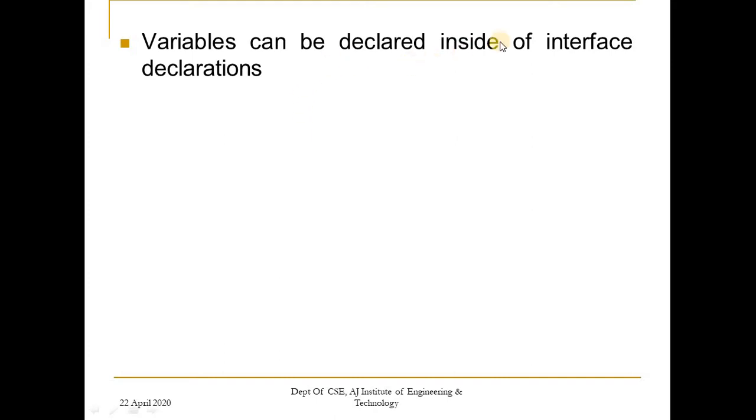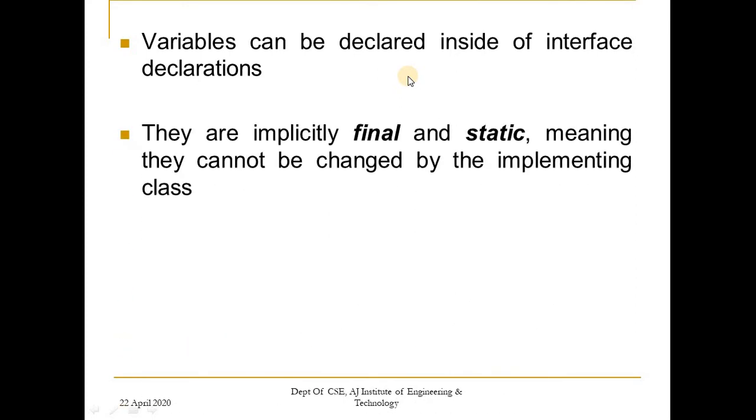Variables can be declared inside of an interface declaration. As we have seen, we also have variables within an interface, right? These are implicitly final and static, meaning they cannot be changed by the implementing class. As I already told you, the variables are final and static because the value of the variable cannot be changed by the implementing classes. So a final variable means you cannot change the value of that variable.